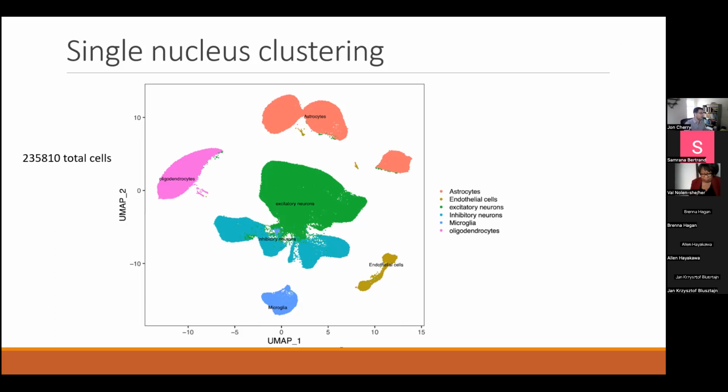We can see that we have a population of neurons here in the middle. We have endothelial cells, astrocytes, oligodendrocytes, and microglia. So all of our major cell types in the brain are represented.